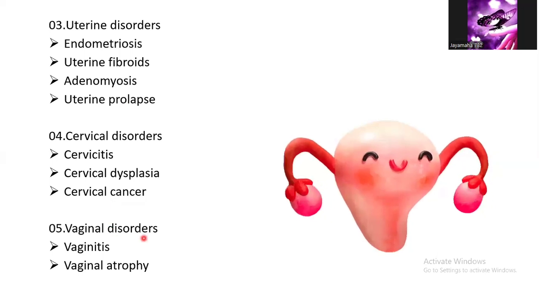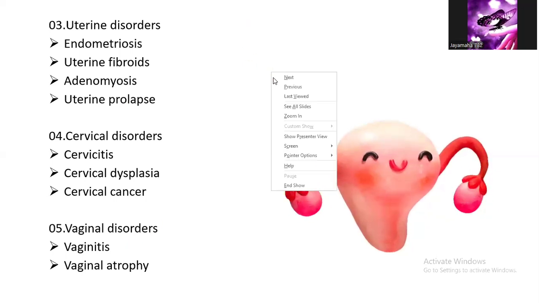Then the vaginal disorders. Under that, vaginitis and vaginal atrophy are discussed. Vaginitis means inflammation of the vagina due to infections like bacterial vaginosis, yeast infections, or trichomoniasis. Then vaginal atrophy occurs due to thinning and dryness of our vaginal tissues.